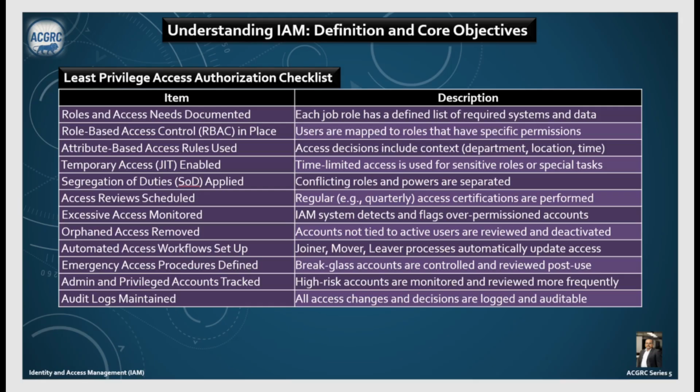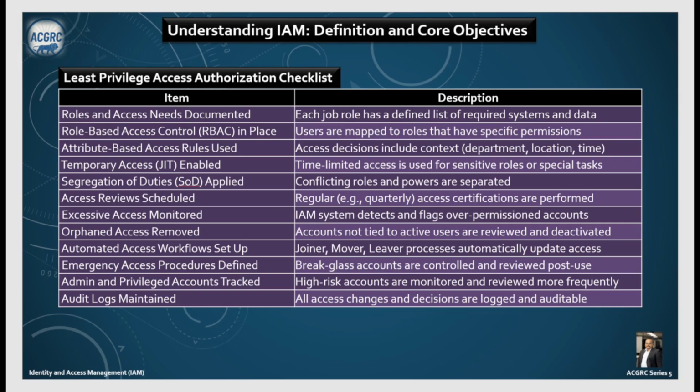Let's look at a checklist. The first is role and access needs documented. That is, each job role has a defined list of required systems and data. That's your policy, that's your process, that's your procedure, that's your checklist. That should be in place before anything else comes into play. Otherwise, you cannot work on the system.